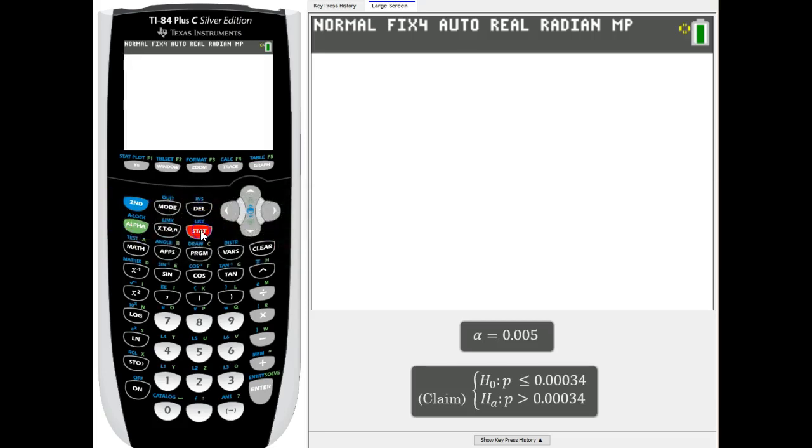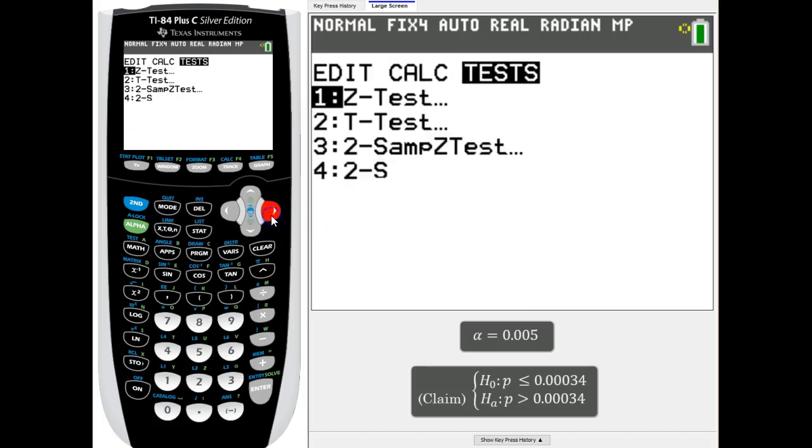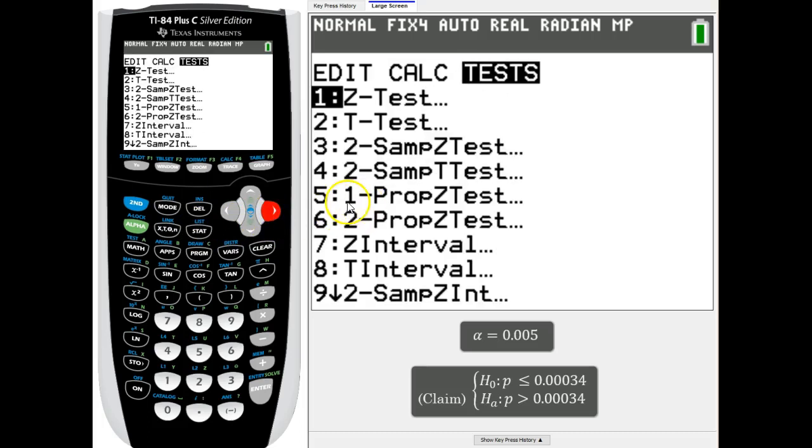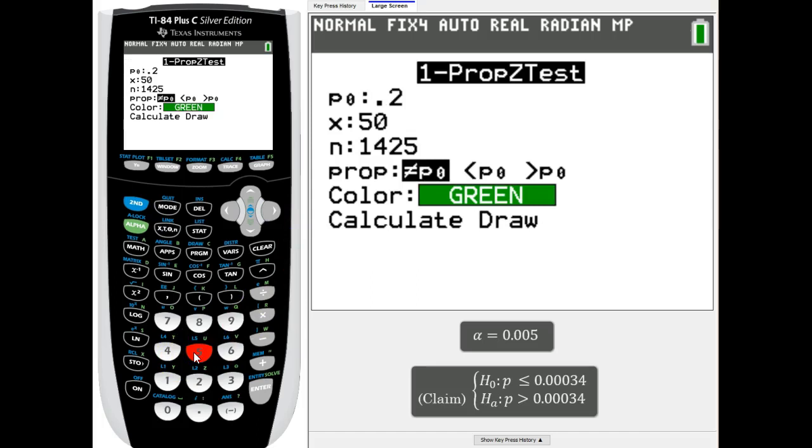We're going to go over to Stat, Tests, and we're looking for the 1-PropZTest, so 1 proportion z-test. Number 5. Our proportion is going to be the 172 people that developed brain cancer out of the number of people who were in the study, 420,019 people. Our X value is the number of people that developed brain cancer, so 172.